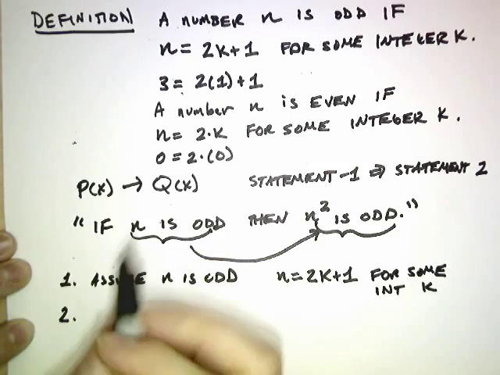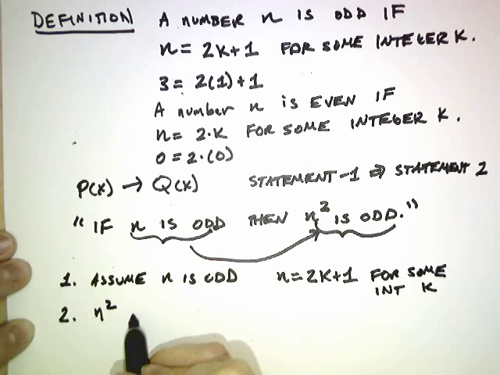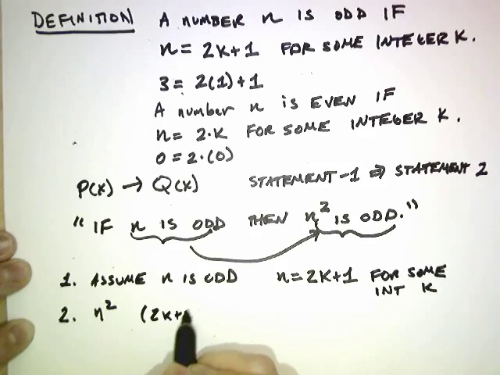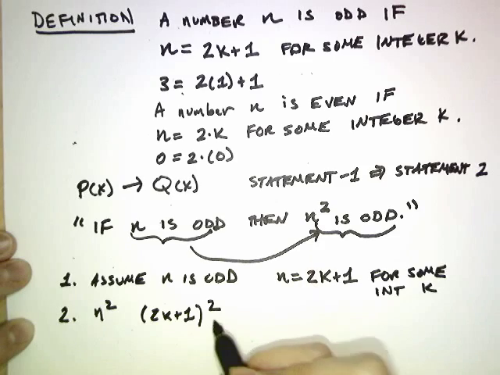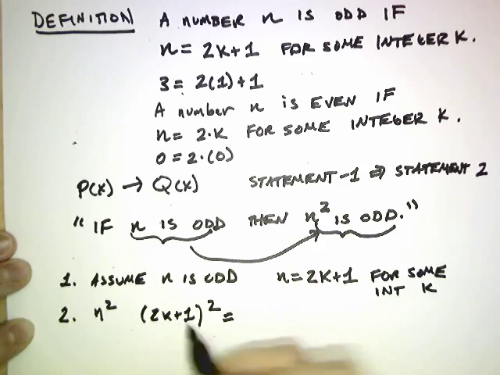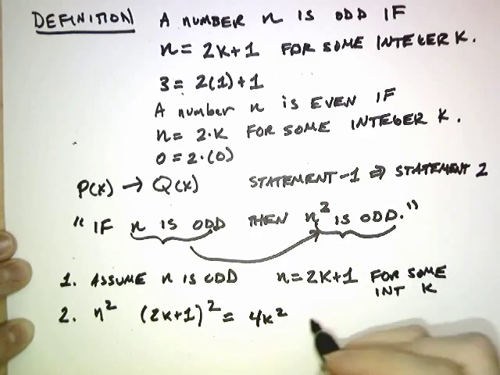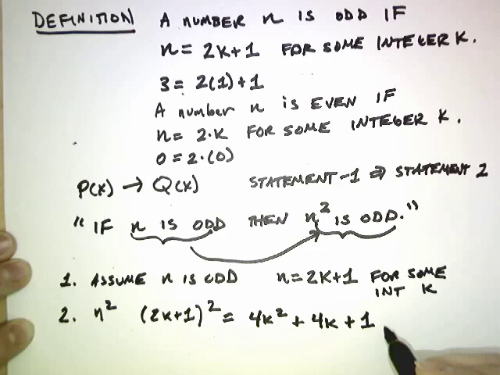Okay, so step 2, I'm going to just take n and square it. What does this mean? Well, since n equals 2k plus 1, that's the same as taking 2k plus 1 and squaring it. What is 2k plus 1 squared? Using the FOIL method, 2k plus 1 squared is 4k squared plus 4k plus 1.